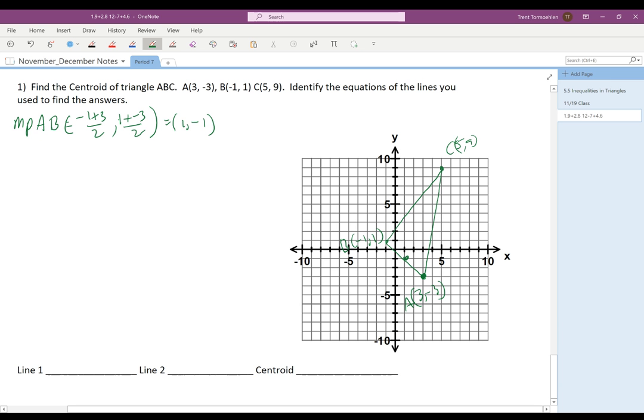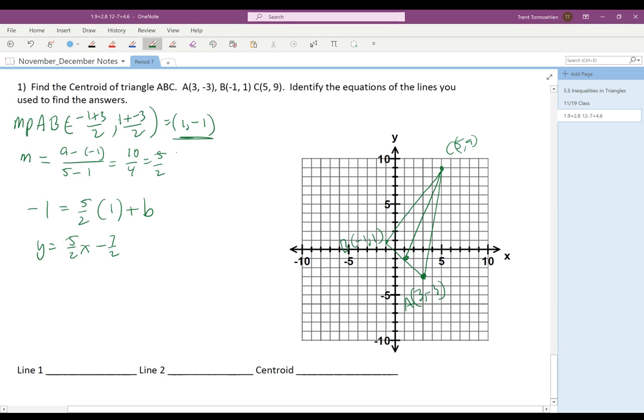And the median is just the line from the vertex to that midpoint. So to find that, you have to find the slope, and you use the point C because that's where you're going from. And so it's going to be 9 minus -1 over 5 minus 1, which gives you 10 over 4, which is the same as 5 halves. So the equation of this median, it doesn't matter which point you use, (5, 9) or (1, -1). -1 goes in for y, 5 halves is our slope, 1 goes in for x plus b. We're doing y equals mx plus b. Subtract the 5 halves and you get -7 halves. And so y equals 5 halves x minus 7 halves.